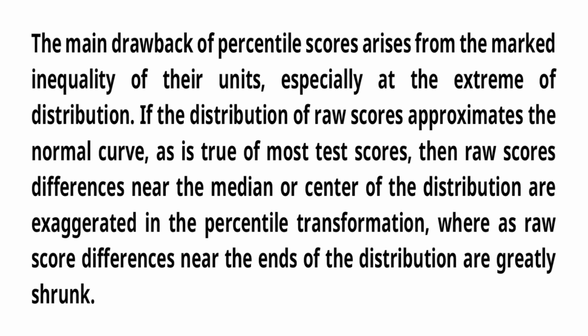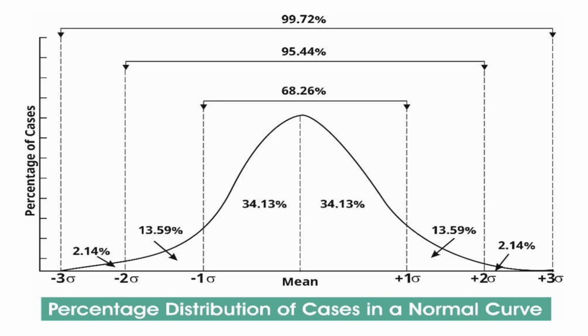Now come to the drawback. The main drawback of percentile scores arises from the marked inequality of their units, especially at the extremes of the distribution. If the distribution of raw scores approximates the normal curve, as is true of most test scores, then raw score differences near the median or center of the distribution are exaggerated in the percentile transformation, whereas raw score differences near the ends of the distribution are greatly shrunk. I have shown you the normal distribution. I am bringing that back again. Now if you see the central part, here the scores are spread 34%, and if you go to the corners only 2.14, here only 13.58.